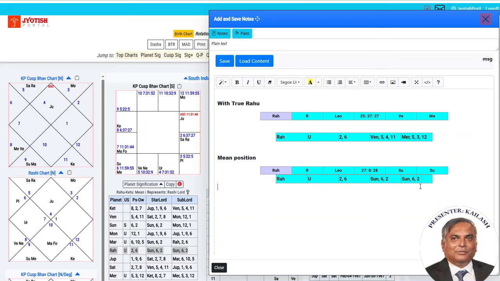Most of the time, the difference is less than 1 degree between the true and the mean position. But sometimes it can go to 1 degree 45 minutes or even 2 degrees. That's a lot of difference. So I thought that this important point should not escape your attention.